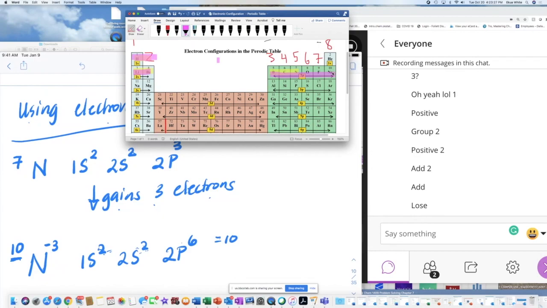I feel like I've said the point so many different ways. You're like, oh my goodness, move on already. But in your homework, remember, you have to show all these.